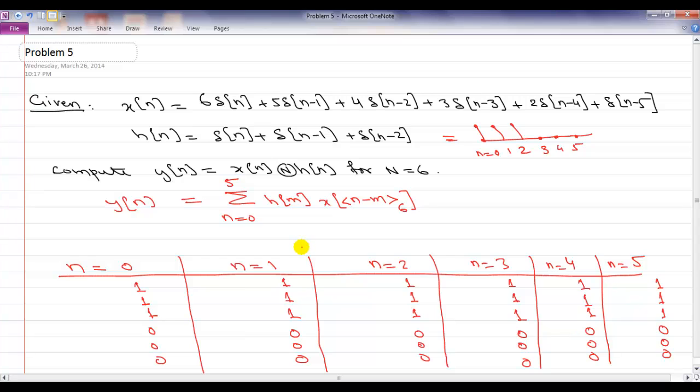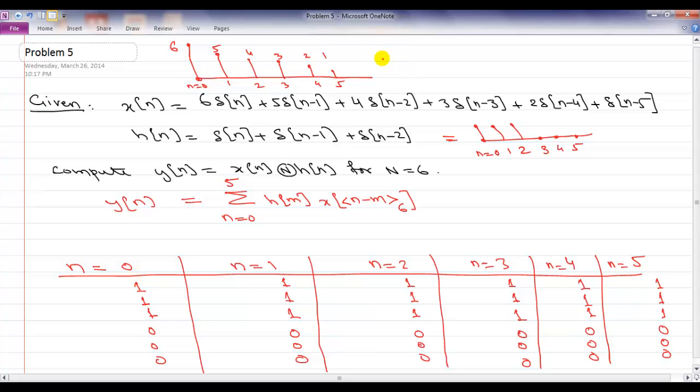Now I have to start off with a circularly flipped version of my x. So what does my x look like? My x is given by, at n equal to 0, my x is 6. At n equal to 1, my x is 5. Then it is 4, 3, 2, and 1. Now, the first column is always the circularly flipped version of the sequence that you are not fixing. So what's the circular flip?